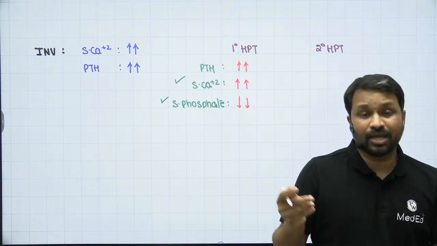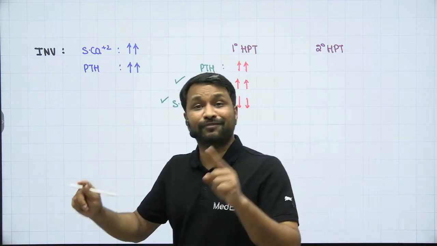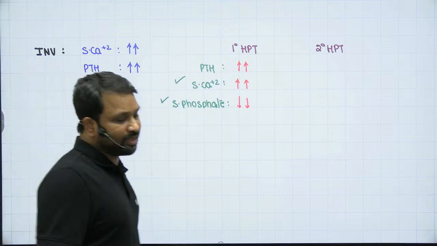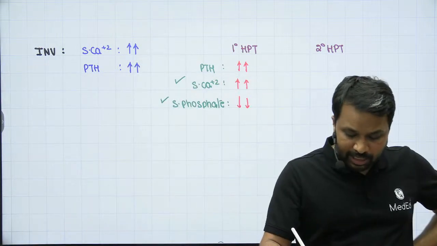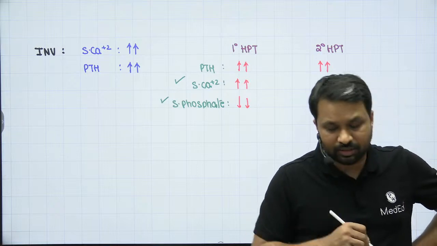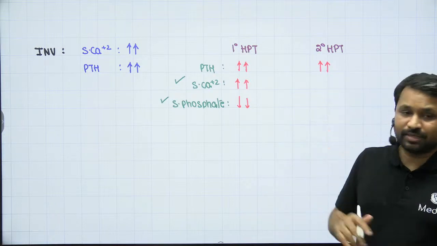Why? Because parathyroid hormone promotes phosphate excretion via the kidneys. Now, as the hormone increases, phosphate will decrease, as simple as that. In secondary hyperparathyroidism, I am saying there's a compensatory hypertrophy of the parathyroid gland. Hence, there is an increase in parathyroid hormone level.